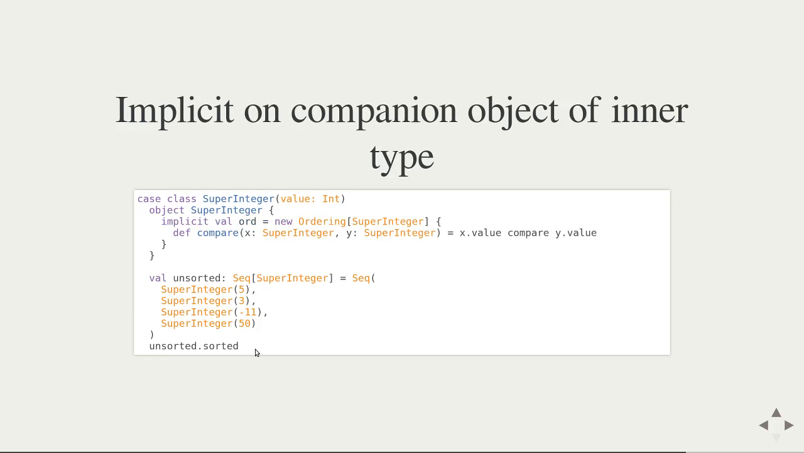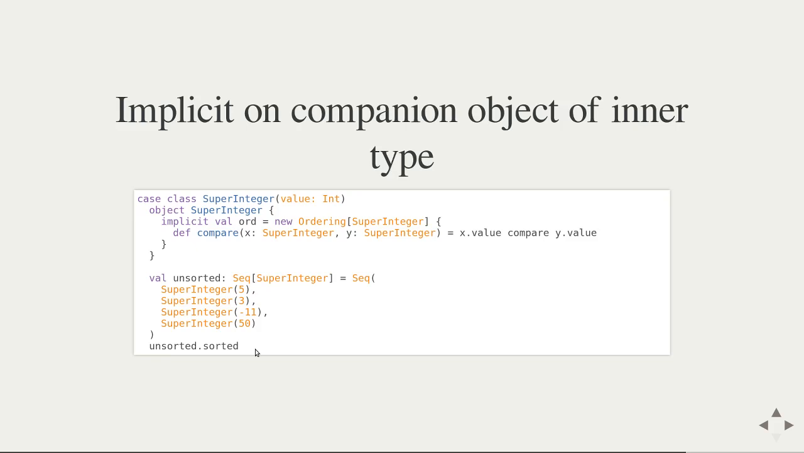Any questions about any of those, that second set of implicit resolution rules? Yes? So when it searches for the companion object of super integer, is it looking because it's an inner type of ordering or an inner type of sequence? I don't know. In this case, it is an inner type of both. I'm not actually certain. It probably looks in both places.